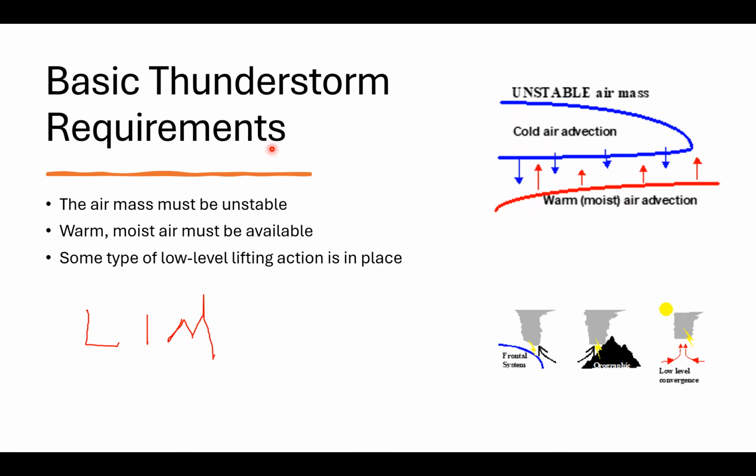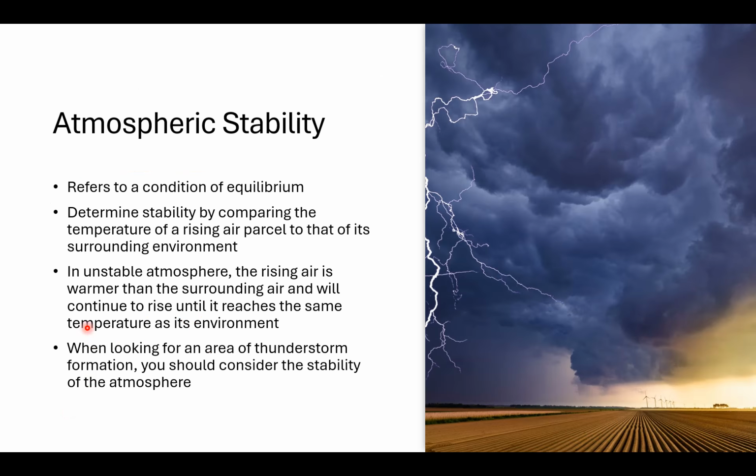Let me go ahead and move on here. I got a little acronym for you in a minute. So, atmospheric stability refers to a condition of equilibrium. We have warmer air above cooler air at the surface. So, warm above cold. Here we go. Let me just draw this out right now while I'm thinking of it.